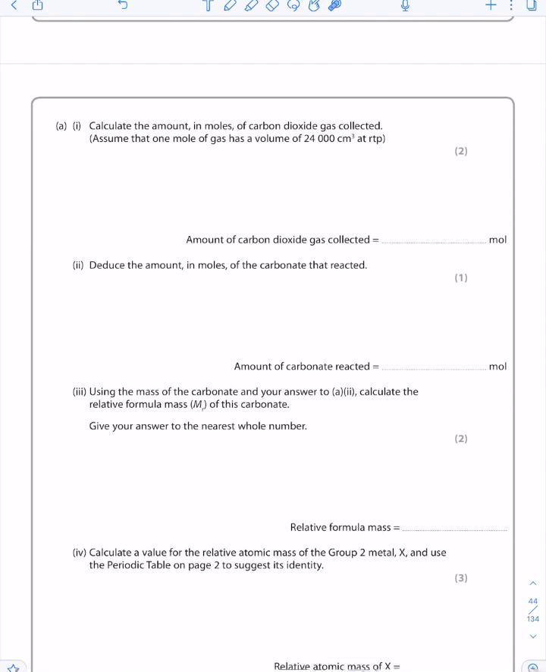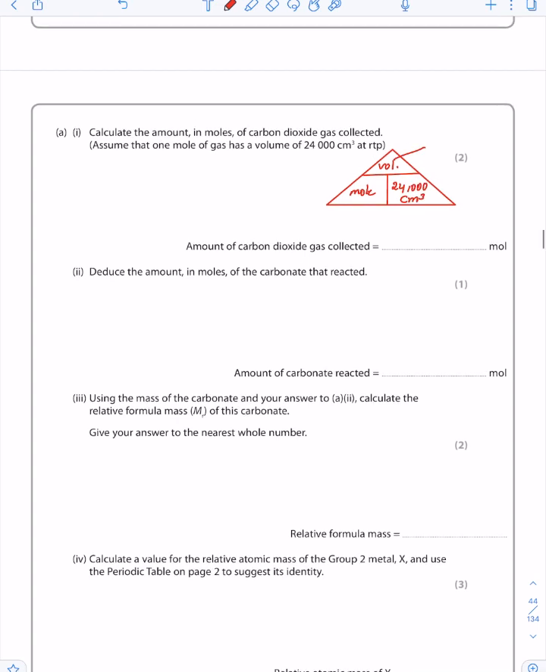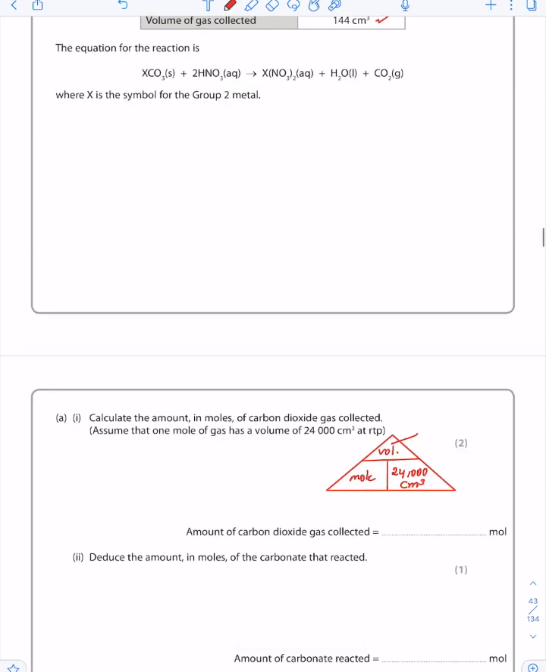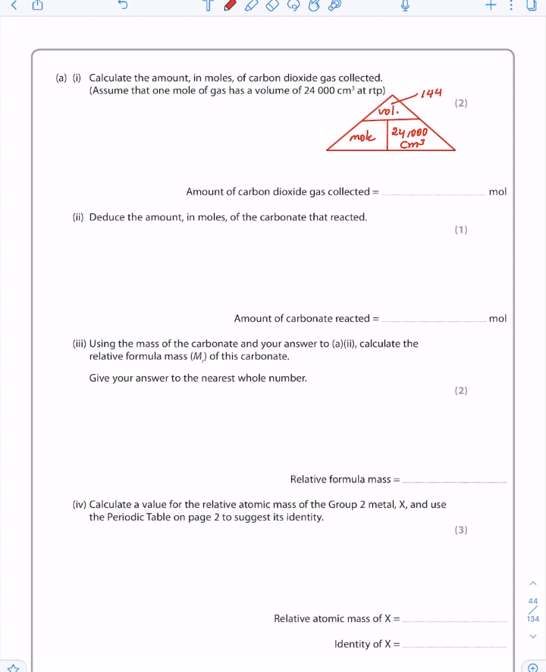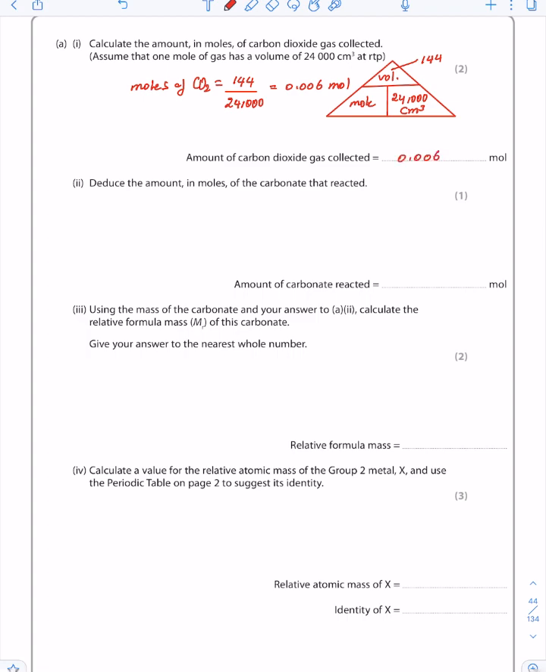Question A1. Calculate the amount in moles of carbon dioxide collected, assuming that 1 mole of gas has volume of 24,000 at room temperature and pressure. هنا بنستخدم القانون بتاع الجاز اللي هو بيقول إن المولز is equal to the volume of gas over the molar volume اللي هو مديهوني 24,000 cubic centimeter. طيب في التيبل ورا مديني الفوليوم of carbon dioxide gas بكام؟ ب 144. يبقى أنا أحط هنا 144 وأعمل dividing على 24,000. يبقى كده أقدر أقول إن المولز of carbon dioxide is equal to 144 over 24,000. 144 over 24,000 give you 0.006 moles. يبقى هنا أول step 0.006 mole.